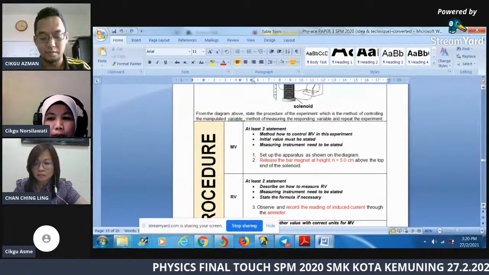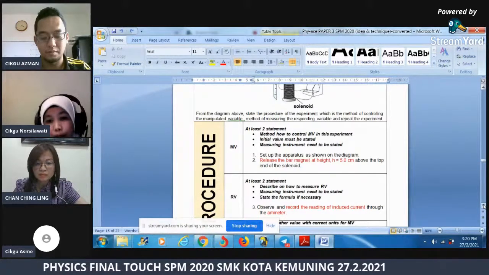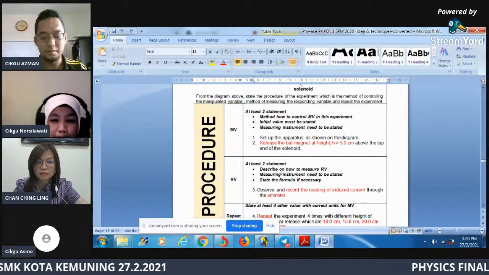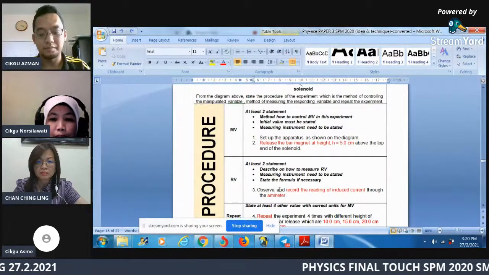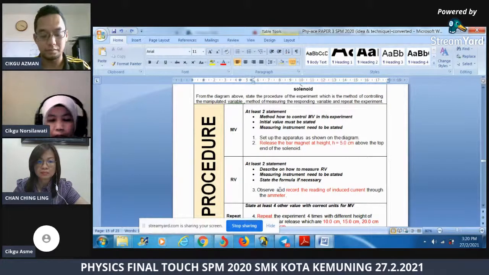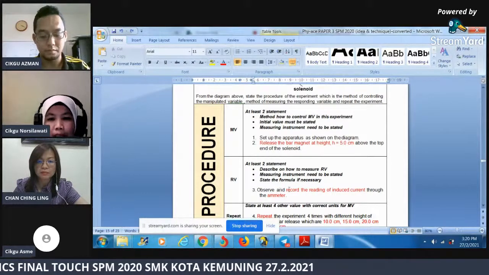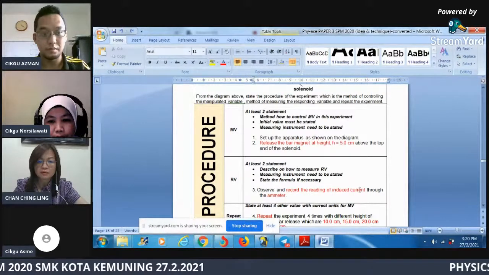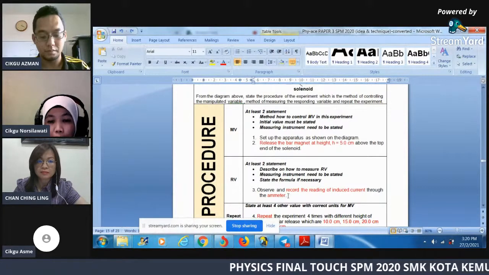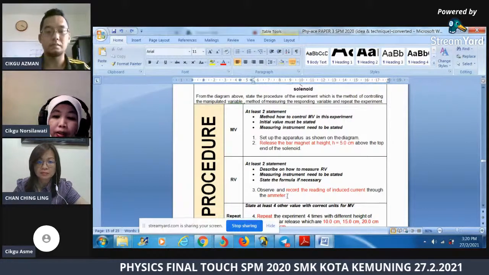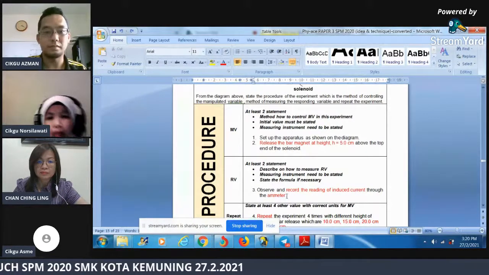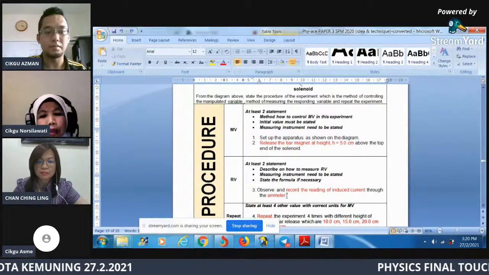Okay, and then we go to how to measure the responding variable. So the responding variable here, they mean the induced current, right? Okay, so describe. First, you must observe the deflection of the pointer of the ammeter, and then record the reading of induced current. Okay, so measuring instrument must be stated. So what type of measuring instrument to measure the reading of the induced current? It is ammeter.